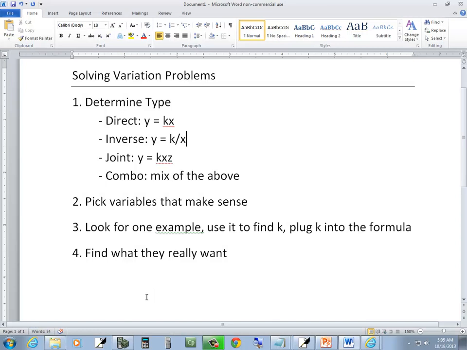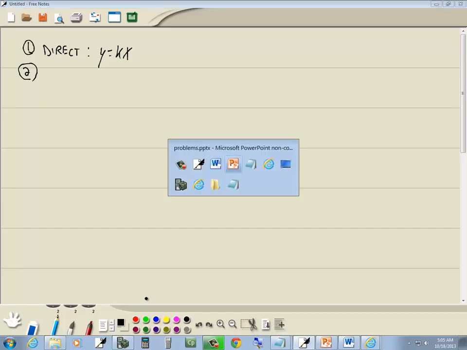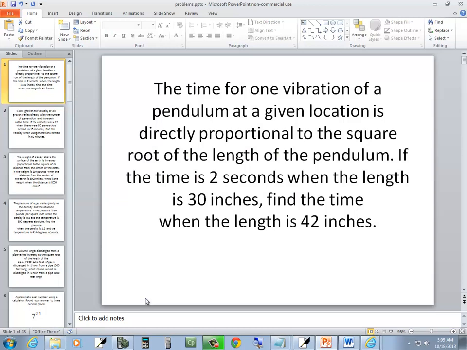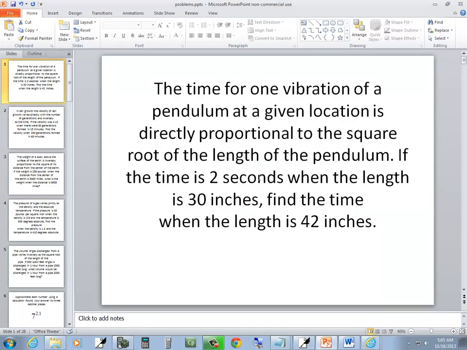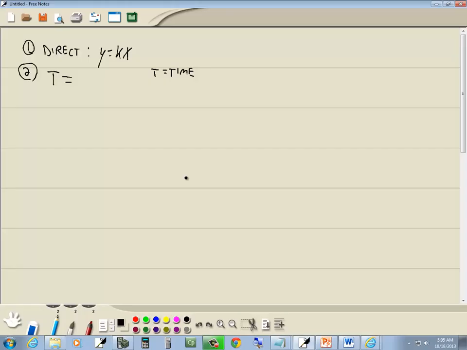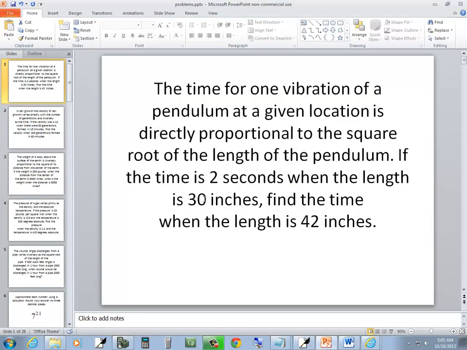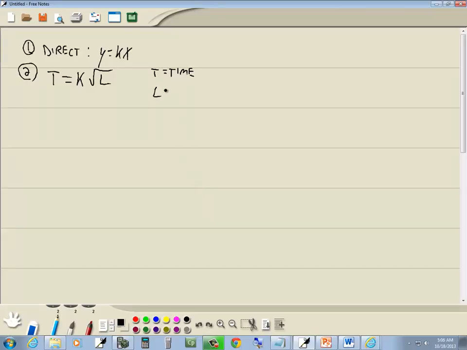Step 2, pick variables that make sense. The time for one vibration of a pendulum at a given location is directly, that's the "is" where equals is. Time, t maybe? So t equals, and t is time, is directly proportional to the square root of the length of the pendulum. L for length maybe? And square root means we're going to have k and then the square root of L. Square root of the length of the pendulum, yep. And L will be our length.